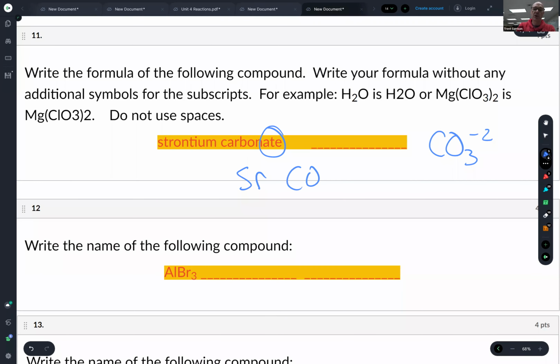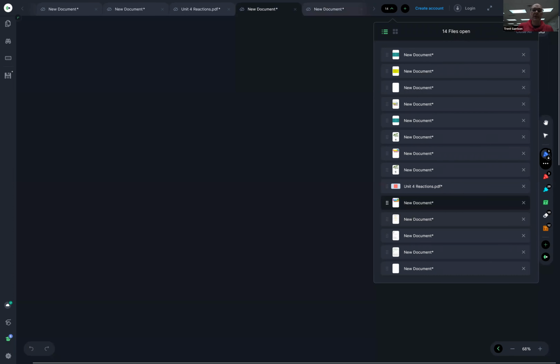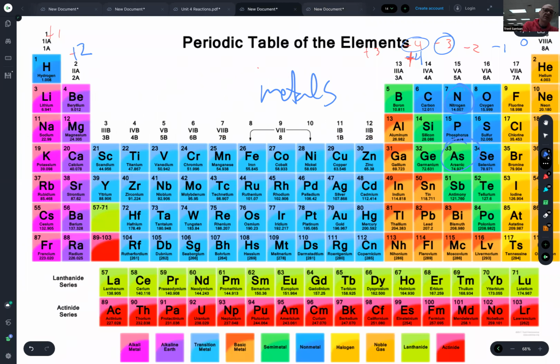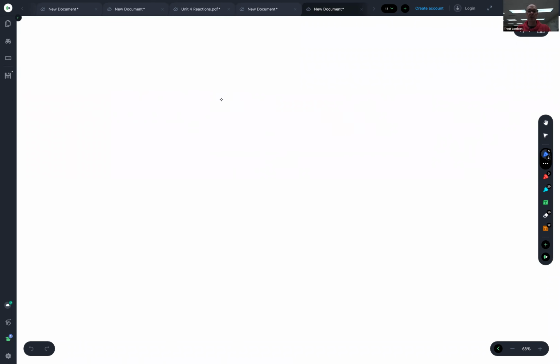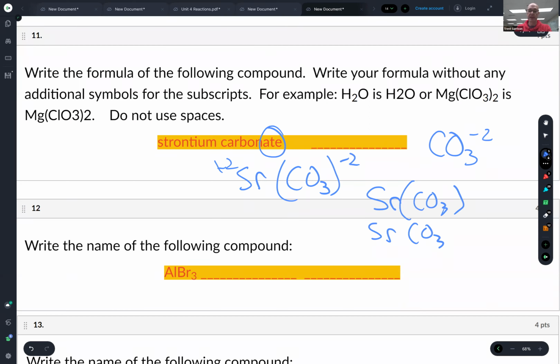Strontium, I need to go and look up off the periodic table and see what its charge is. Its charge for strontium is over here right underneath calcium. So it has a charge of +2. So it looks like what I've got now is a +2 and a -2. +2, -2, those are going to cancel out. So my answer can have the parentheses if you want. It doesn't have to. It could just be SrCO3.